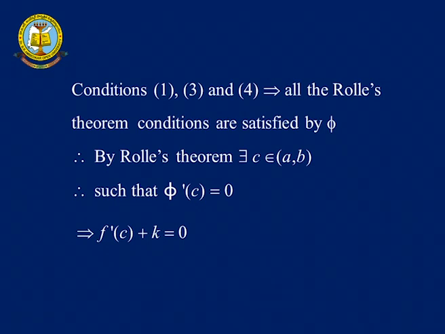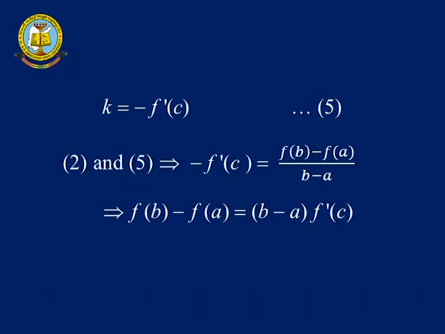Then what is the pi of x? Pi of x equal to f of x plus k into x. Then what does pi dash of c become? F dash of c plus k equal to 0. So, sending the k to that side, k becomes minus f dash of c, but we have the k value here.